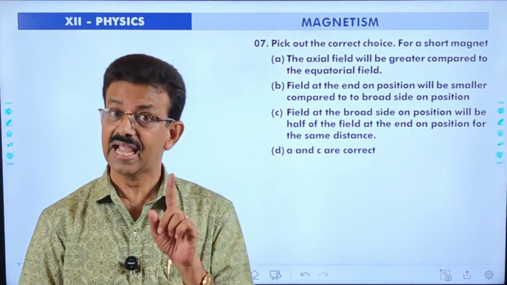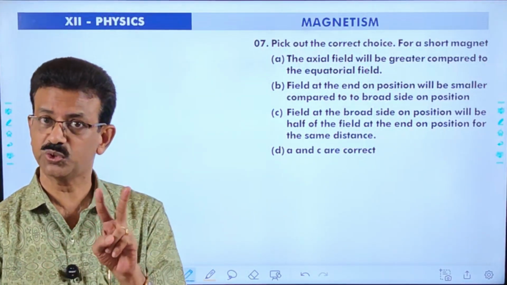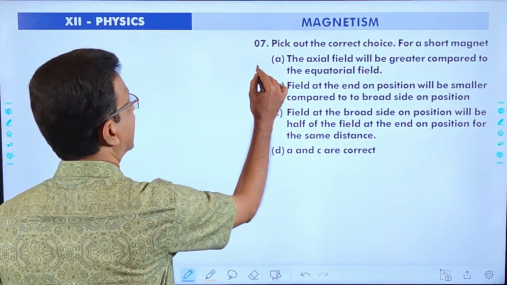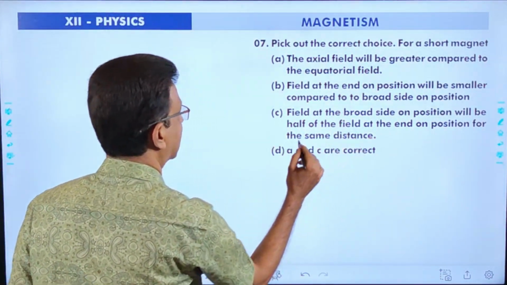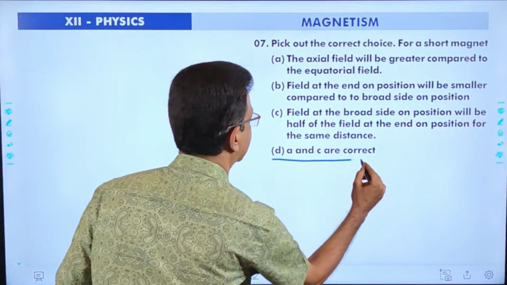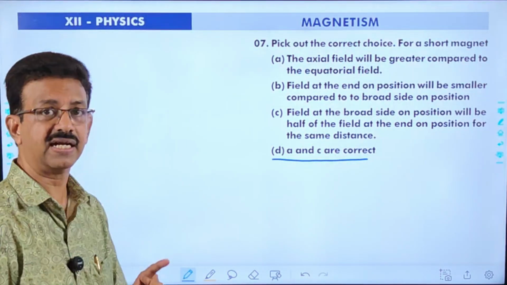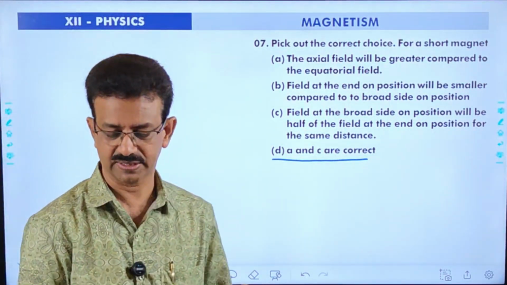Therefore, here A and C are correct. Two choices are correct: A is correct, C is correct. Therefore, the correct answer is that A and C are correct. That's D, the correct choice.